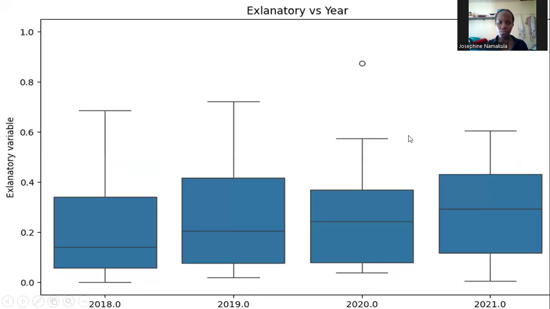I find box plots, and here we have plotted some outliers in 2020. I plotted an explanatory variable with different years: 2018, 2019, 2020, 2021, and we have an outlier in this data set in this year, and we also have 2 outliers in this year, 2021.